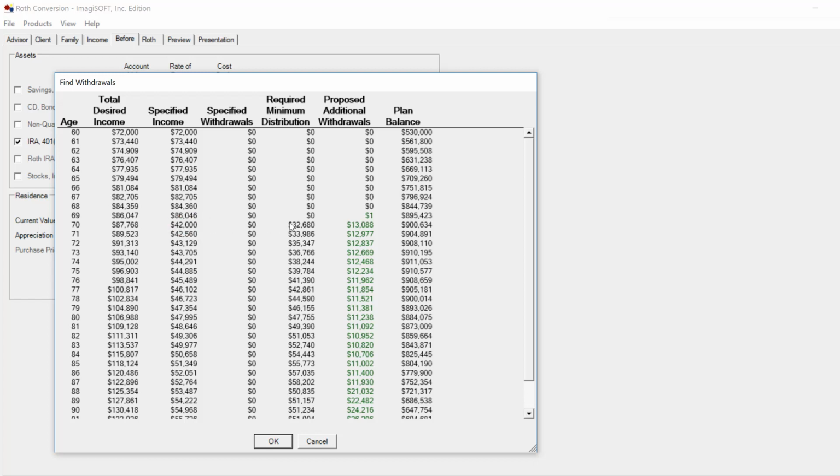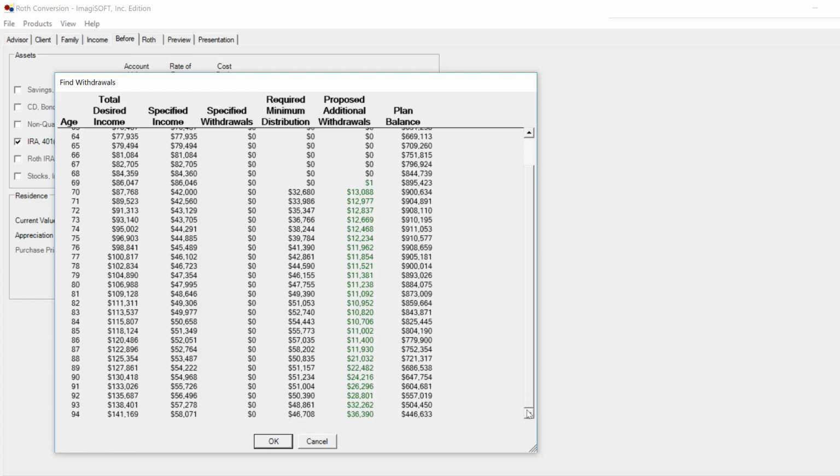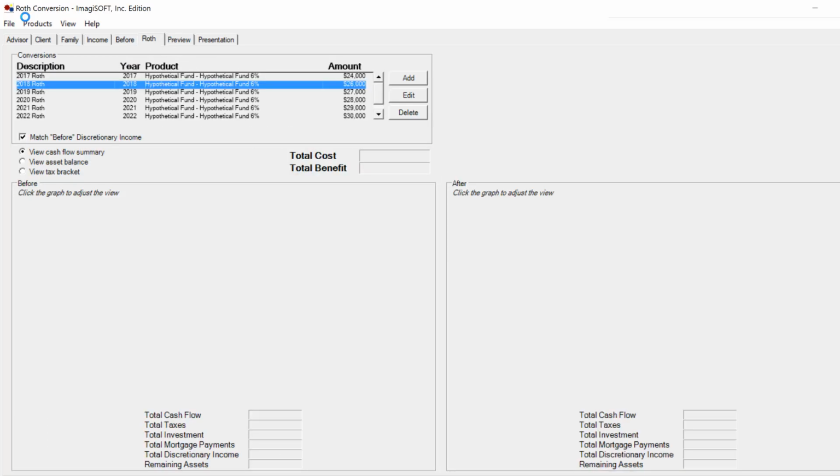There's a required minimum distribution at that point that has to come out, but we are suggesting that you take out another $13,000 to get you to the full $87,000. And so that's where we did the calculation. If this runs out of money, this will turn red. It'll say, uh-oh, you're trying too hard. You're taking too much money out. So that's where we got the before scenario in the Roth.